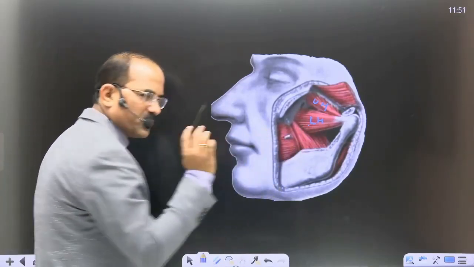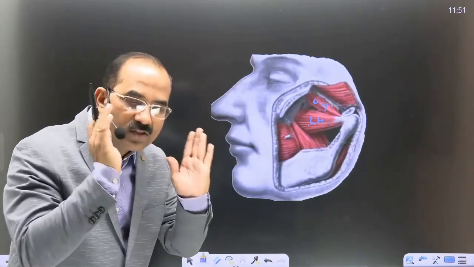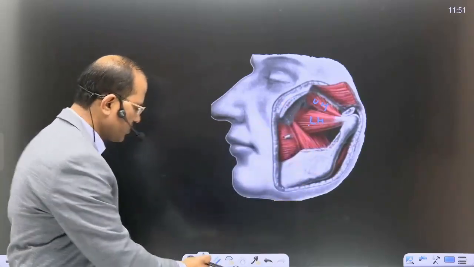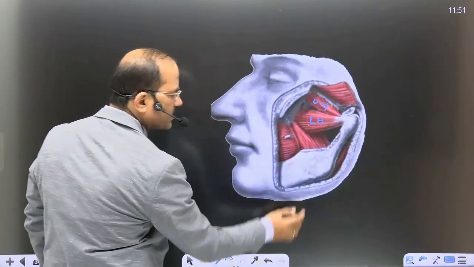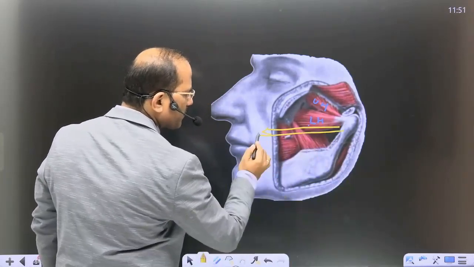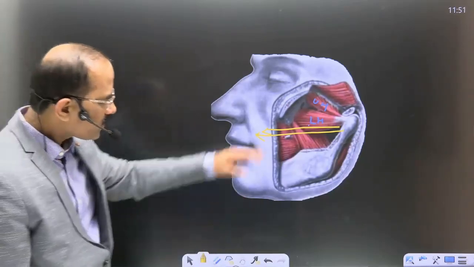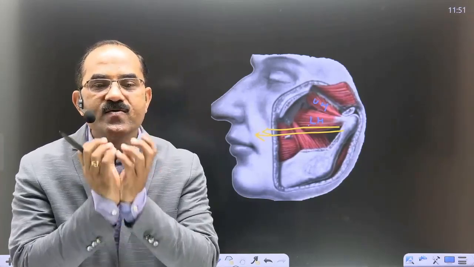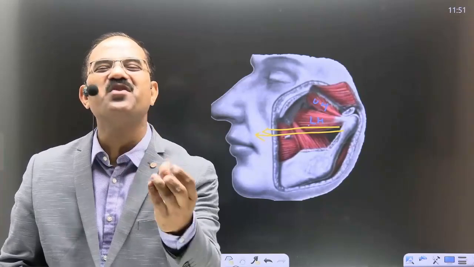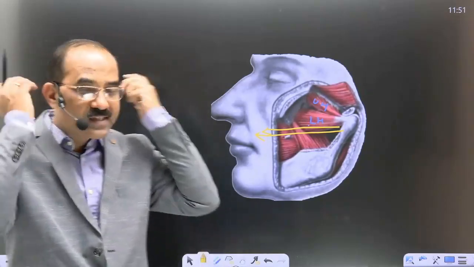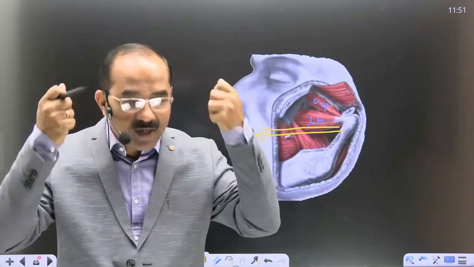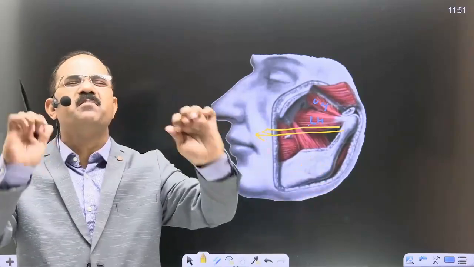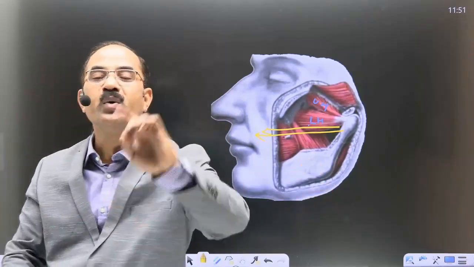see, when a muscle contracts, it always brings its insertion close to its origin. This is the origin, that's the insertion. So when a muscle contracts, it will bring its insertion close to its origin. So what is it going to do? The lower head of lateral pterygoid, when it contracts, it does this. What's this? Protrusion of mandible. You remember the posterior fibers of temporalis were taking the mandible back. That was retraction. The lower head of lateral pterygoid pulls the mandible in front. We call this protrusion of mandible.